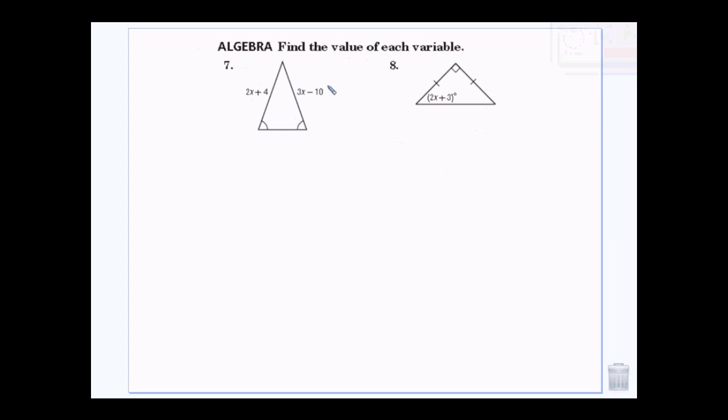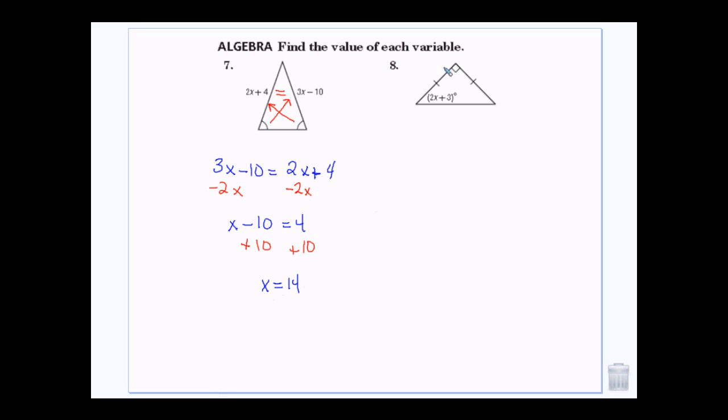Use the same idea to find missing angles using algebra. These angles are the same, which makes these sides the same. So these are going to be equal. So 3x minus 10 is equal to 2x plus 4. And then I can solve for x, so I subtract 2x from both sides. And I get x minus 10 is equal to 4. And add 10 to both sides. So x would be 14.